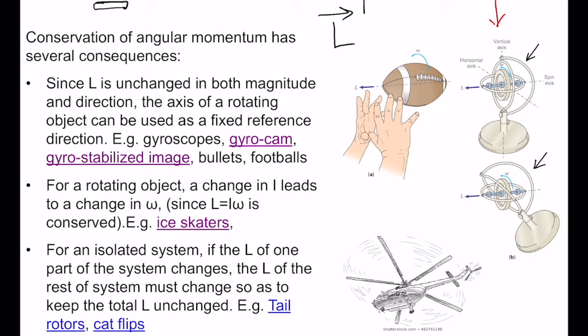The third category of applications of angular momentum is that if you have a composite system with different parts that can rotate, and the angular momentum of one part of the system changes, but the total angular momentum of the system is conserved, then the angular momentum of the other part of the system must change in a certain way in order to keep the total angular momentum zero.